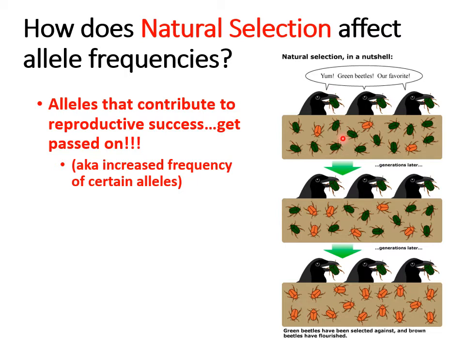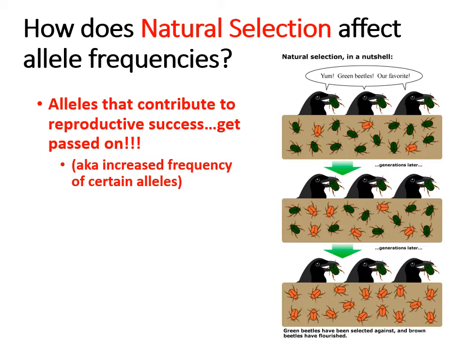So with each generation, the birds are going to be eating more and more of the green beetles. That's removing them from the population and not giving them a chance to reproduce. Whereas what happens to the orange beetles? Well, that orange allele is very beneficial here. It makes you more fit because you do not get eaten, okay? Instead, you get to survive and reproduce. So with each generation, the allele frequency changes in that there will be more and more orange beetles because those are the ones surviving and reproducing.